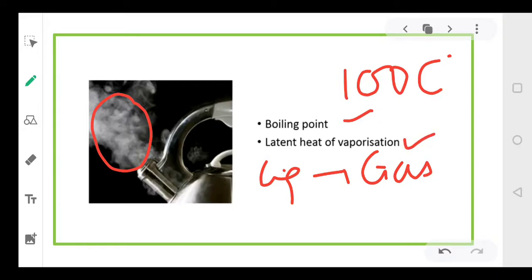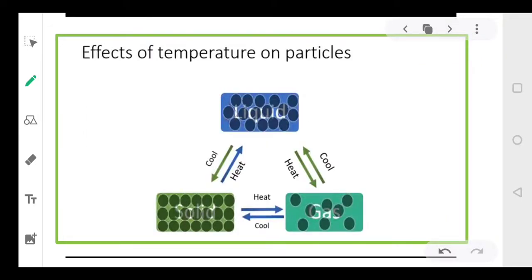What is latent heat of vaporization? The latent heat of vaporization is the amount of energy required to change 1 kg of liquid into gas. Then as I said, there are two ways of changing the state. Okay, if we heat the solid, this is your solid. Now this is liquid.